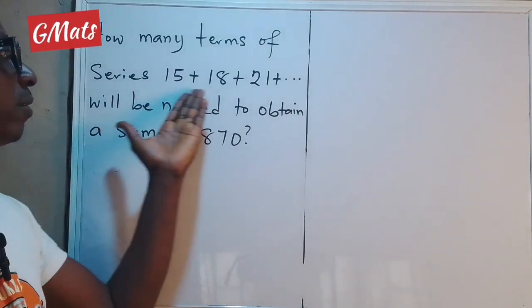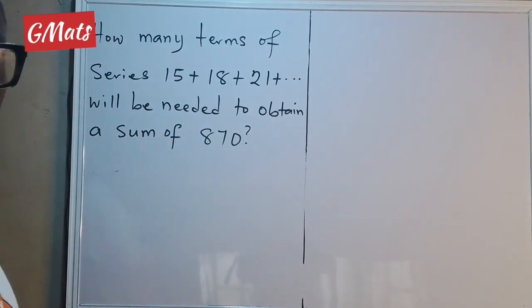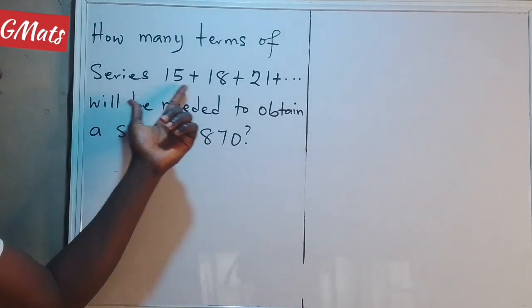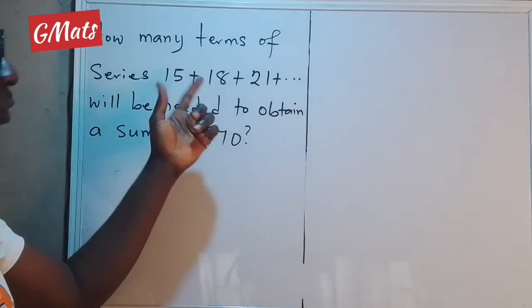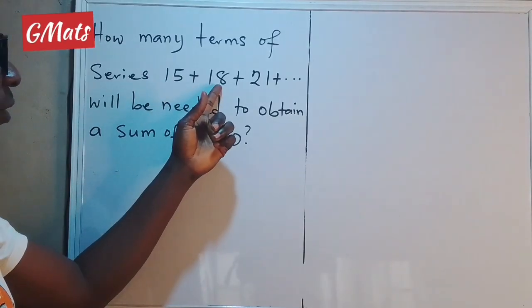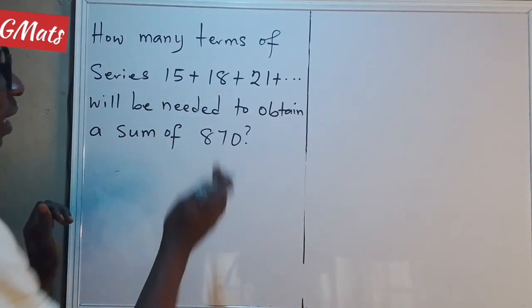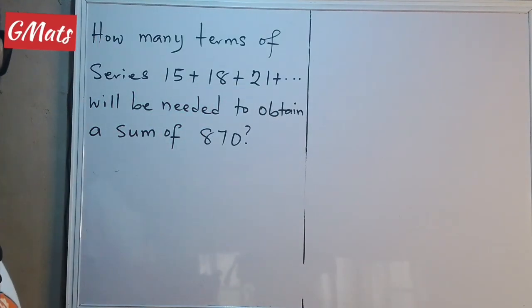The first thing is to identify the type of series given. When you look at this, you can see the behavior of the numbers. You can see it's increasing by 3. So when you add 3 to 15, you have 18, add 3 to this. So now we can see this is an arithmetic progression.